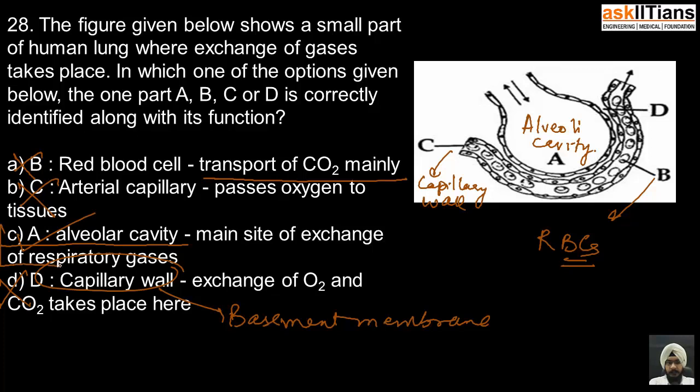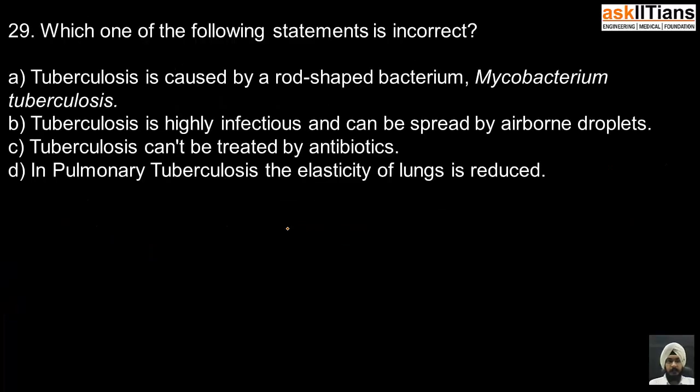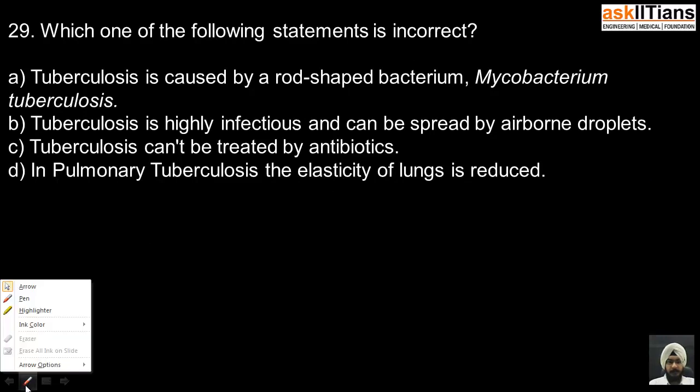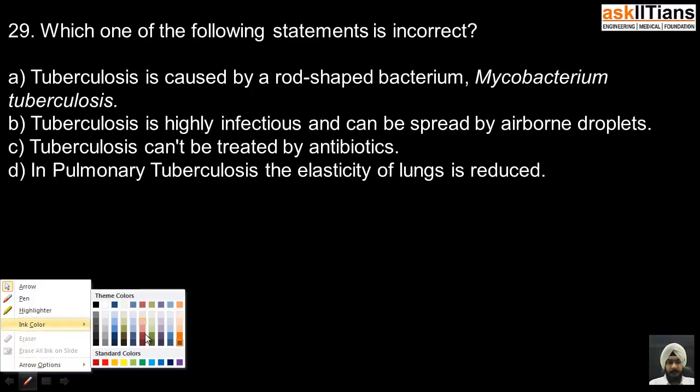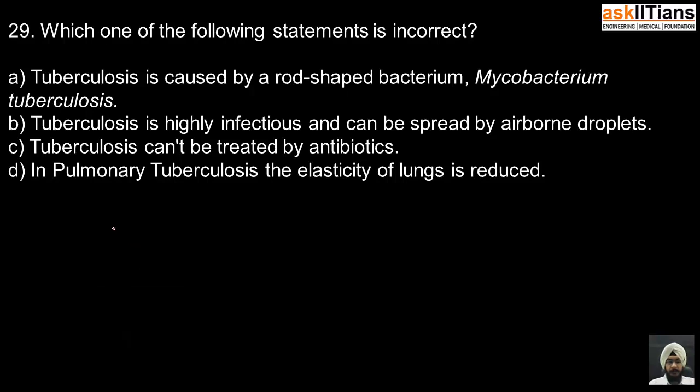So the correct option is C, which is alveolar cavity, main site of gaseous exchange. This is the correct option. Let's go to the next question. So the next question says, which one of the following statements is incorrect? Let's go through each statement one by one. The first statement says tuberculosis is caused by a rod-shaped bacterium, Mycobacterium tuberculosis, which is true. So this is a true option.